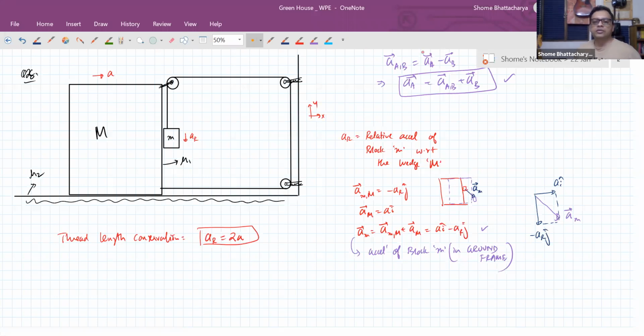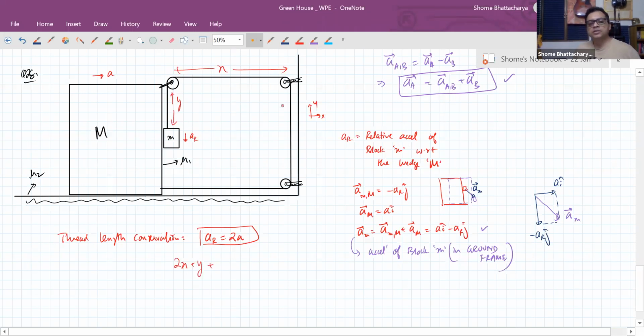Okay. Because if this thread length here is X now, and this thread length is Y, then you will see that 2X plus Y plus this fixed length D is equal to the total thread length, constant. Okay. So 2 times delta X plus delta Y is 0. So d2y by dt square is minus 2 times d2x by dt square. So this is the constraint equation.